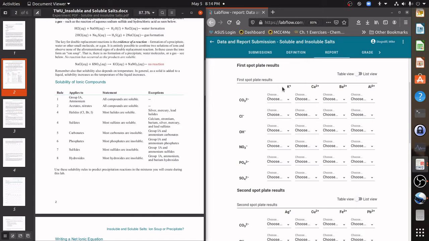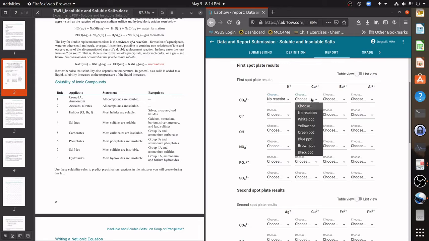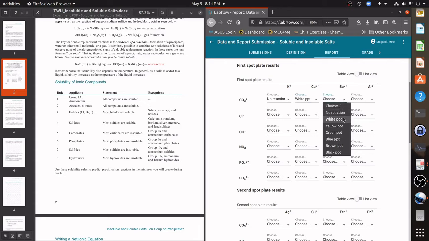So let's go through here and see if we have any exceptions. Potassium is a group 1A element, so that's going to be an exception. Potassium is not going to be our default white precipitate. It's going to be no reaction. Calcium is group 2, so it follows the basic rules that it's insoluble. This is going to be a white precipitate. Barium, also group 2 and not ammonia, so we're going to put down white precipitate for that. And again, aluminum is not a group 1A, nor is it ammonia, so this gets white precipitate. Let's do the next one.